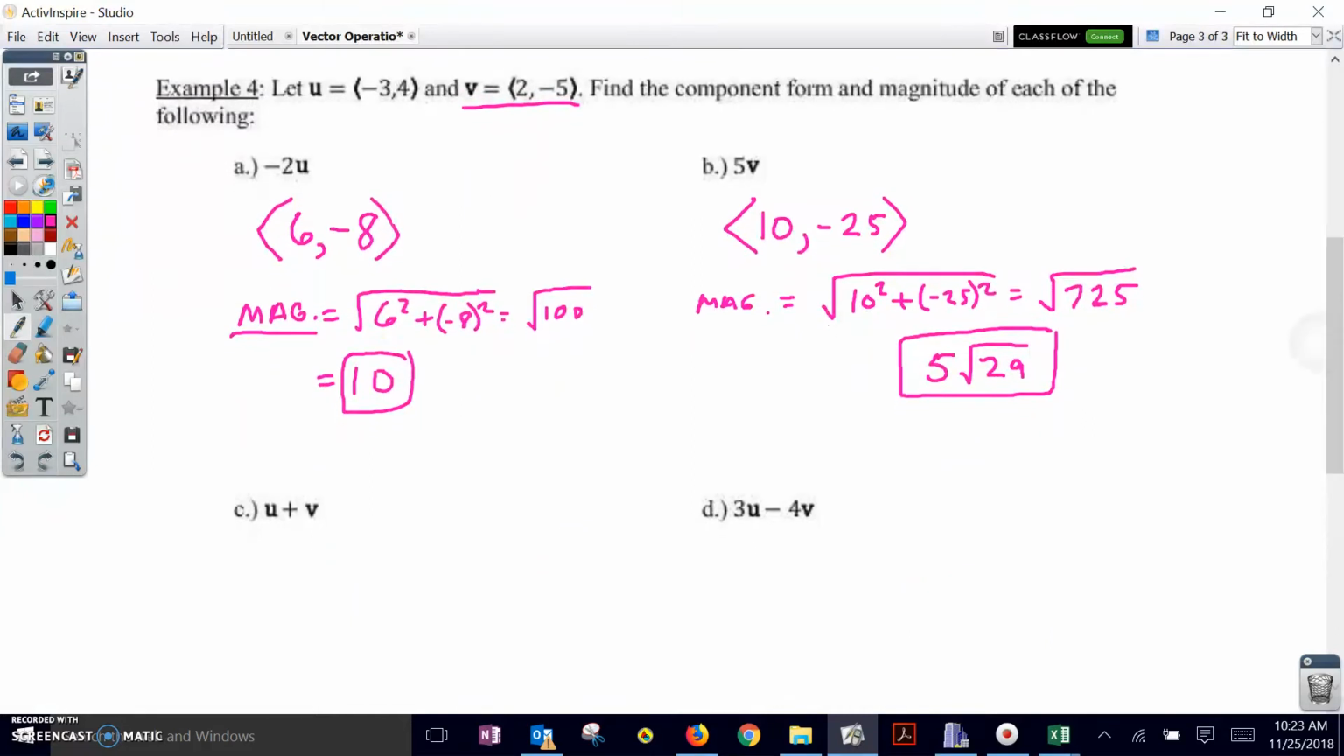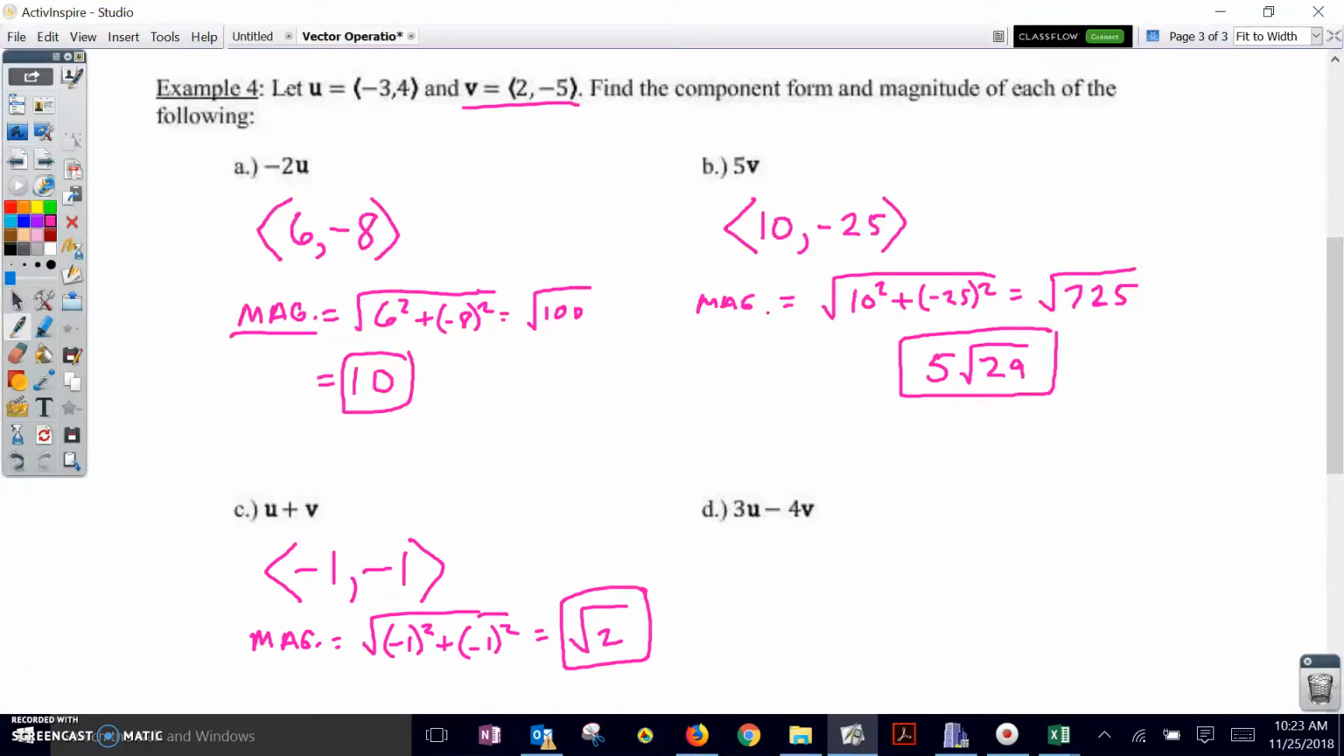Alright. Next, u plus v. In order to find the vector u plus v, I'm just going to add the components of u and the components of v. So the first components, I've got -3 plus 2, gives us -1. And for the second components, I've got 4 and -5. I add those together. So the vector u plus v is the vector <-1, -1>. The magnitude of this is going to be equal to the square root of -1 squared plus -1 squared, which is just the square root of 2.